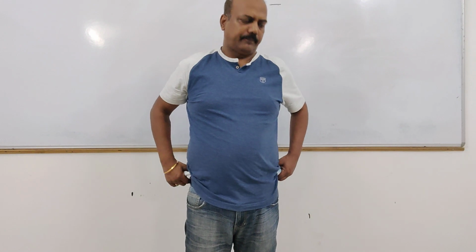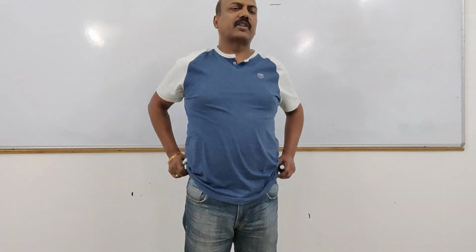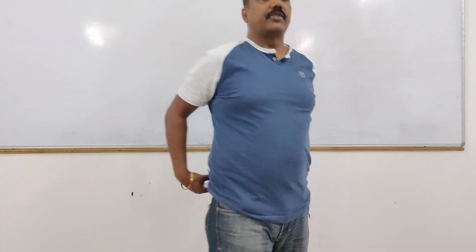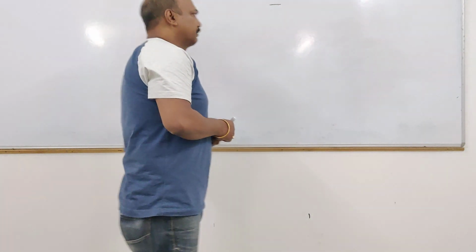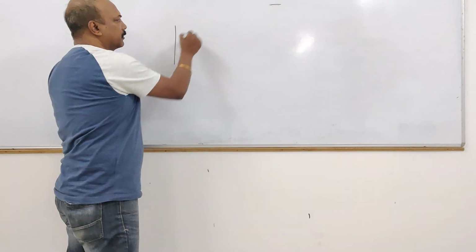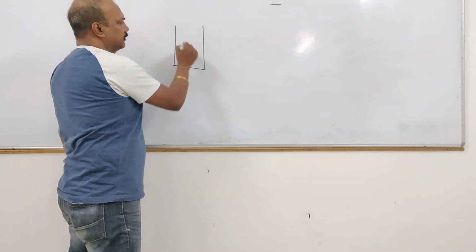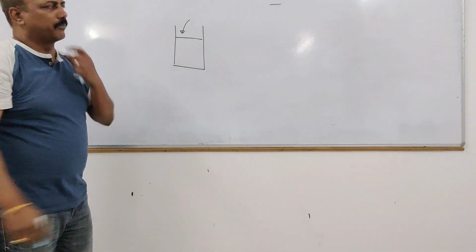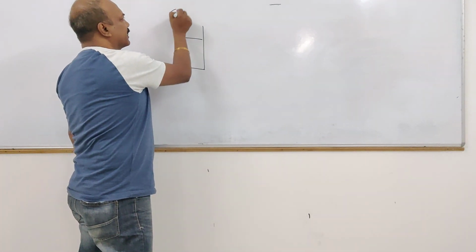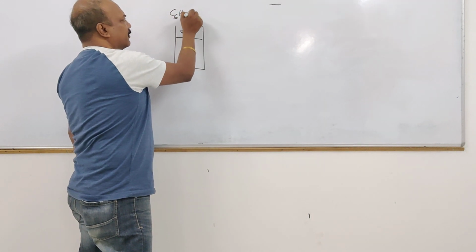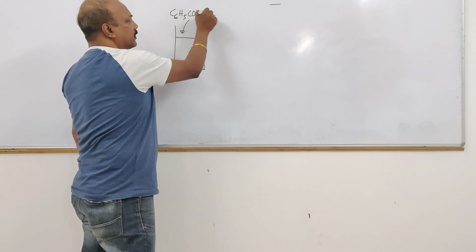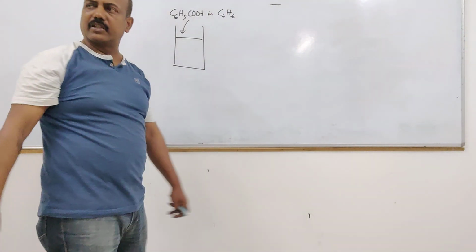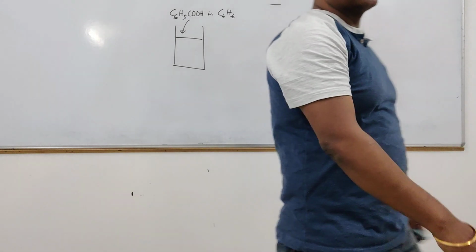First, read it nicely. I will ask you questions. You must think in that manner. The first thing, what is the solution? Valsurya, what is the solution? Benzoic acid in benzene. C6H5COOH in C6H6, right? Benzoic acid in benzene. Yes, that's the first thing.